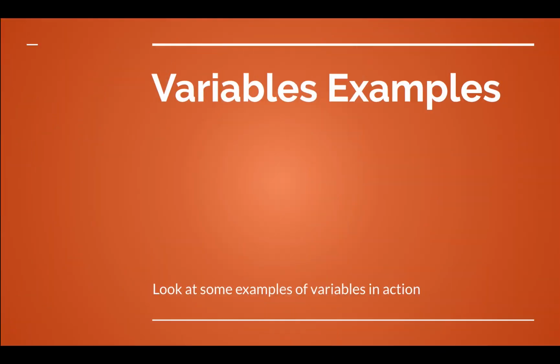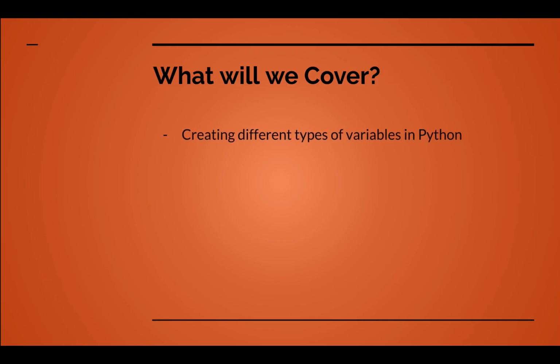What's up guys, welcome to the third tutorial in our Python language basics. Here we're going to continue on with where we left off last time, talking about variables, but we're going to go over some examples of variables in action in Google Colab. So we're going to start just by creating different types of variables in Python so that we can get used to creating variables and assigning values and also determining the type of variables if for whatever reason we're not sure. This is a cornerstone to programming, so it's important that we get this down.